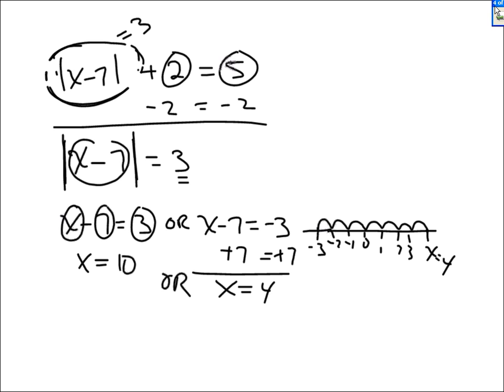And the check is real easy. Let's check 10. 10 minus 7 is 3. The absolute value of 3 is 3. Yep. Plus 2 is 5. Let's check 4. 4 minus 7 is negative 3. But the absolute value of negative 3 is 3. Plus 2, yeah, 5. 3 plus 2 is 5.